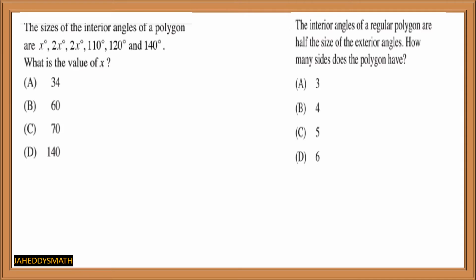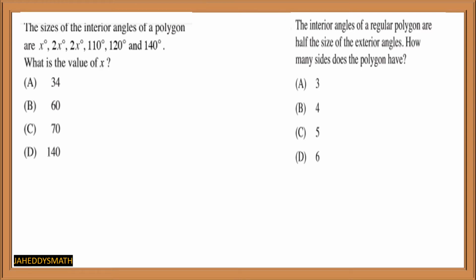Now, the information in the problem there, we are given 6 angles. 3 in terms of x and 3 in numerical terms. What does that give us? If there are 6 angles, there are 6 sides. Now, given that information, we can find the total sum of the interior angles of that 6-sided polygon using this rule.